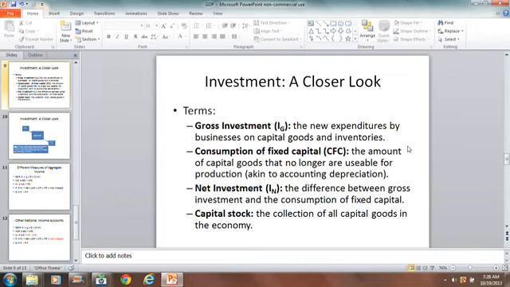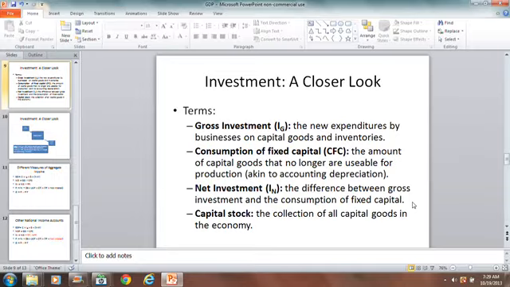Net investment is simply going to be the difference between gross investment and the consumption of fixed capital. It's the difference between the new stuff that's being added, the new capital goods, and the old capital goods that are wearing out. So we call it net investment.